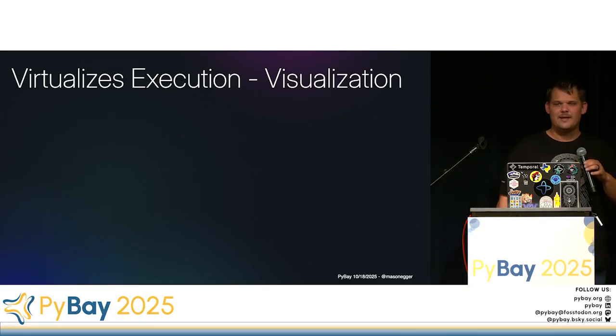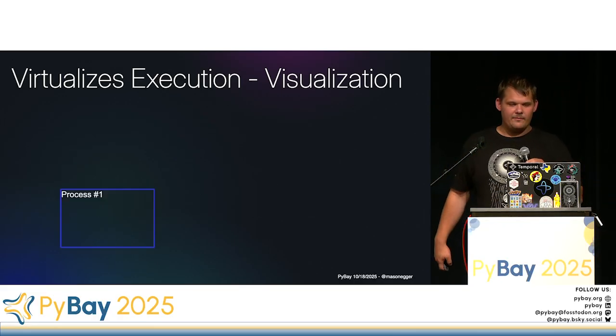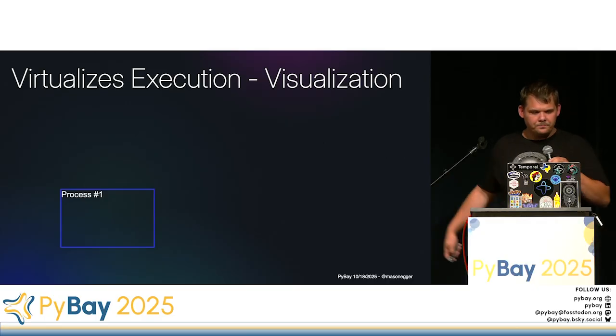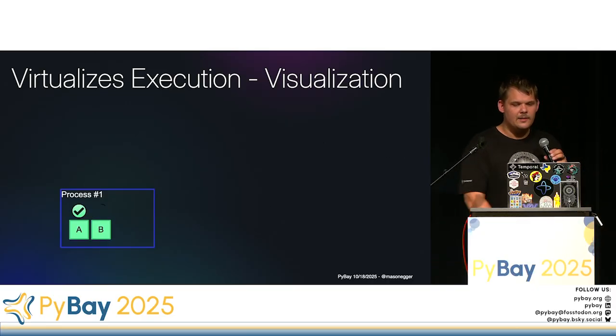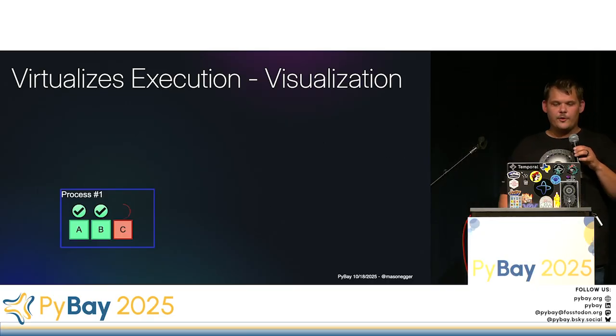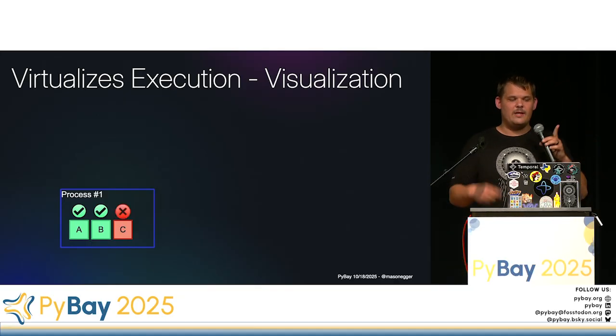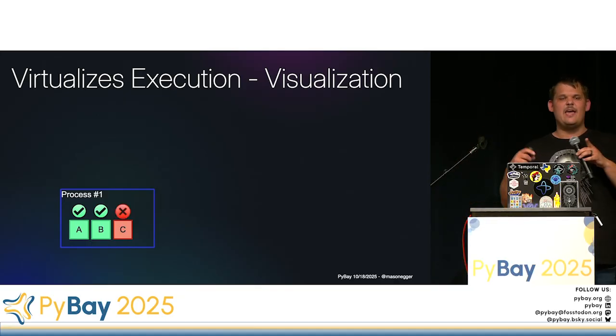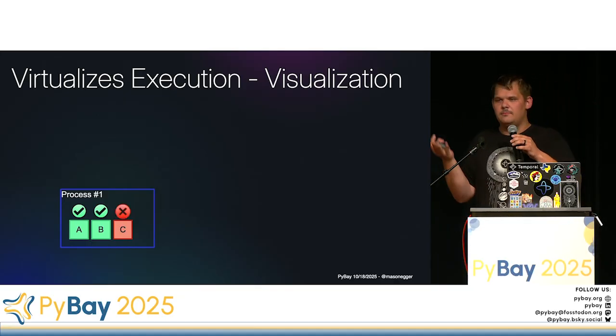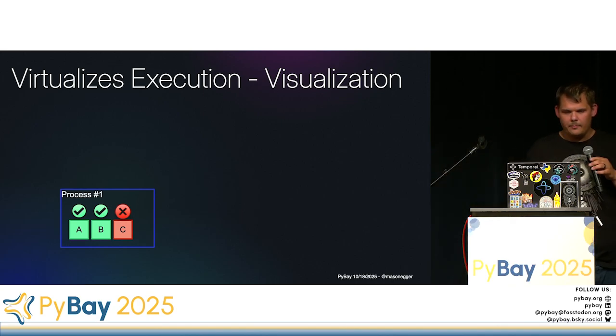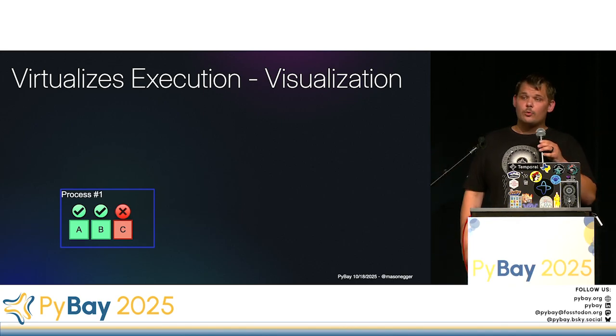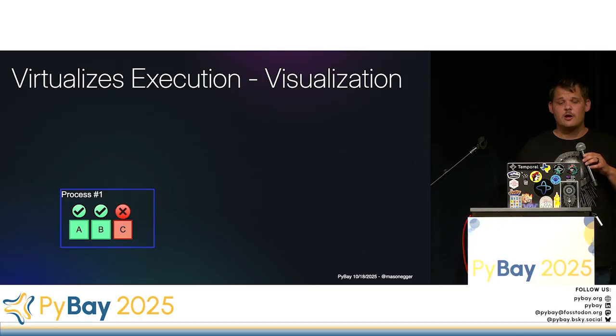So let's do a visual because I like visuals. So say we have a process. We have process number 1. First task completes successfully. Second task completes successfully. But our third task fails. For this scenario, let's say that we're about to begin executing and a Kubernetes pod just got killed for some reason. It happens. We lose Kubernetes pods all the time. So normally, this would require a full restart of the application. States for A and B are completely lost.